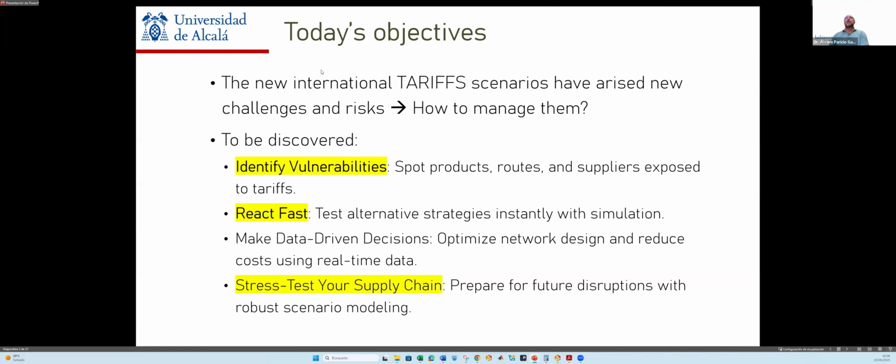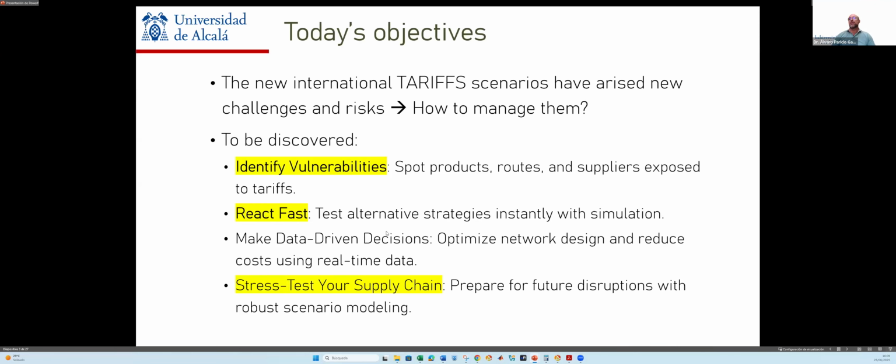so we are going to cover today. Our objective is to talk about the new international traffic tariffs scenarios and to discover vulnerabilities for products, routes, and suppliers, and how to react fast to these movements.